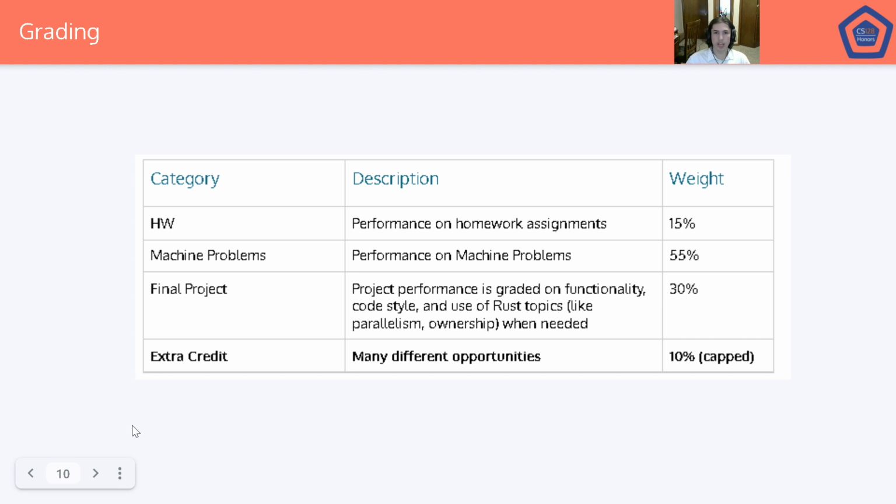So speaking of grading, we'll discuss very briefly the grading for this course. The homework problems that I mentioned are worth 15% of your total grade. The machine problems will be worth 55%. And the final project will be worth 30%. Additionally, there will be extra credit, so you can earn 110% in this course if you'd like. Of course, you can't get more than a 4.0, so it just kind of acts as some padding for your grade if you'd like it.